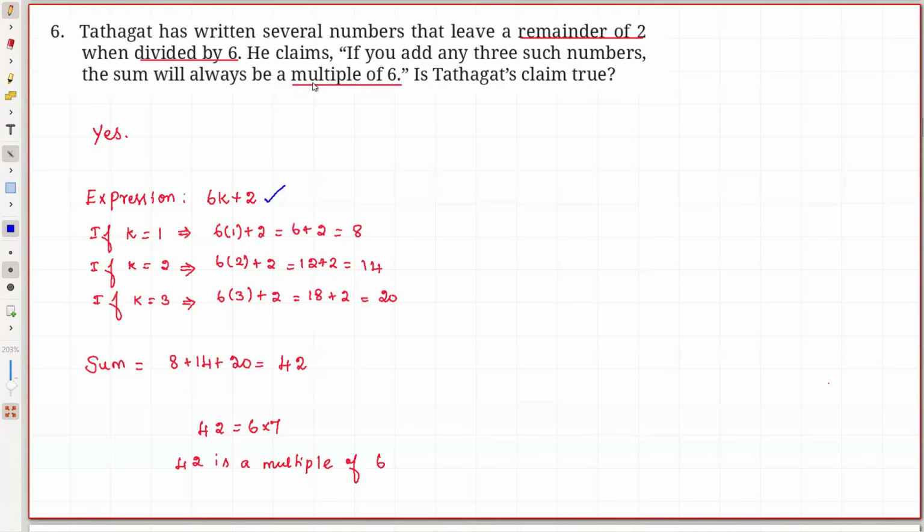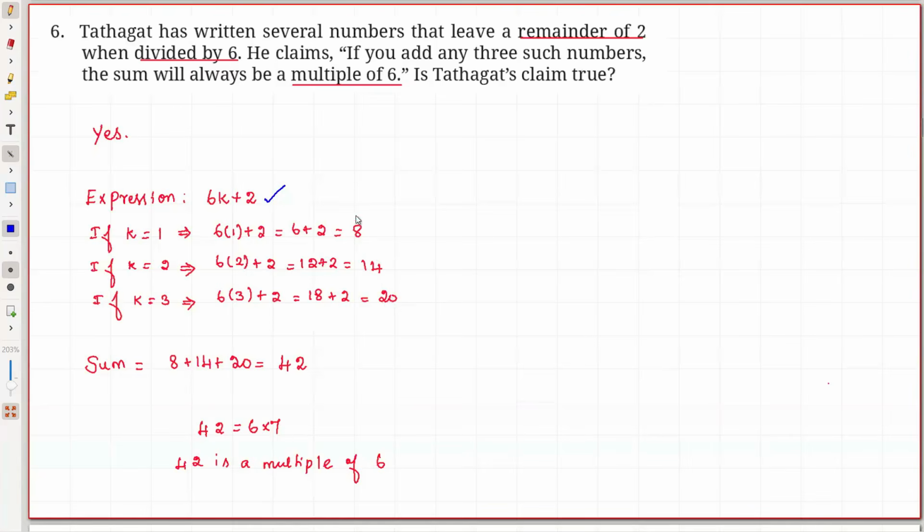Now, we have to check whether this sum will always be a multiple of 6. First, you will find a few numbers. Take k equal to 1. That is 6 into 1 plus 2. Okay, 6 plus 2 is 8. Next number, if you take k equal to 2, 14. k equal to 3, 20.